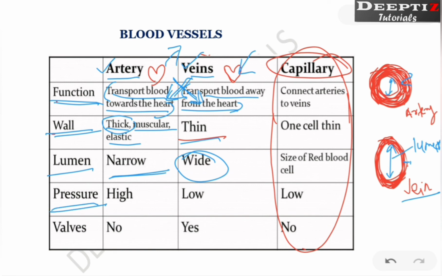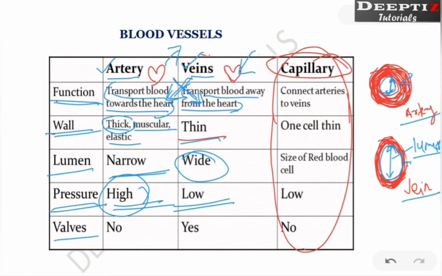What about the pressure? Suppose you imagine that the same amount of blood has to pass through this artery, which has less space, and the vein, which has more space within it. What is the space? Lumen, right? So where will the pressure be high? When there is less space, there will be high pressure. So blood flows under high pressure through the artery, but in the case of veins it is low pressure.